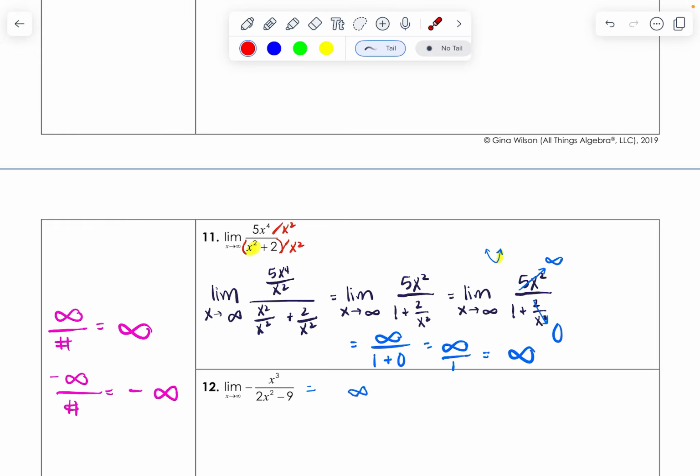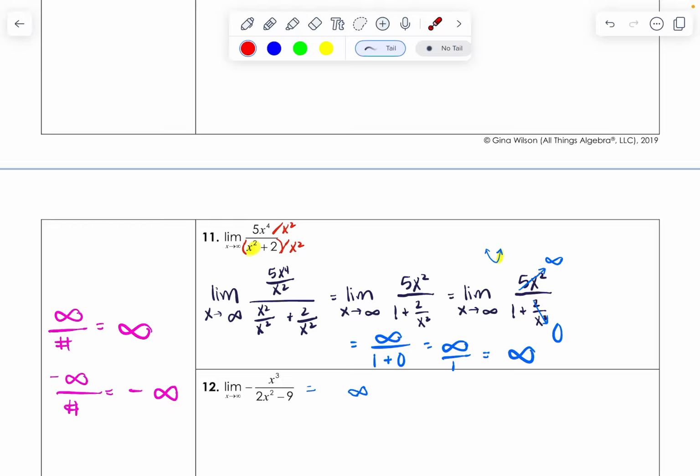Now we have to use our polynomial rule as well as our rational rule. So 5x squared, that's a parabola, that's a quadratic, it's even. It's not reflected, so it's going up on both sides. So as we go towards infinity, it's going to go towards infinity. So that part goes towards infinity. Then the 1 stays the 1, and 2 over x squared is going to go to 0. Infinity divided by 1 is infinity.